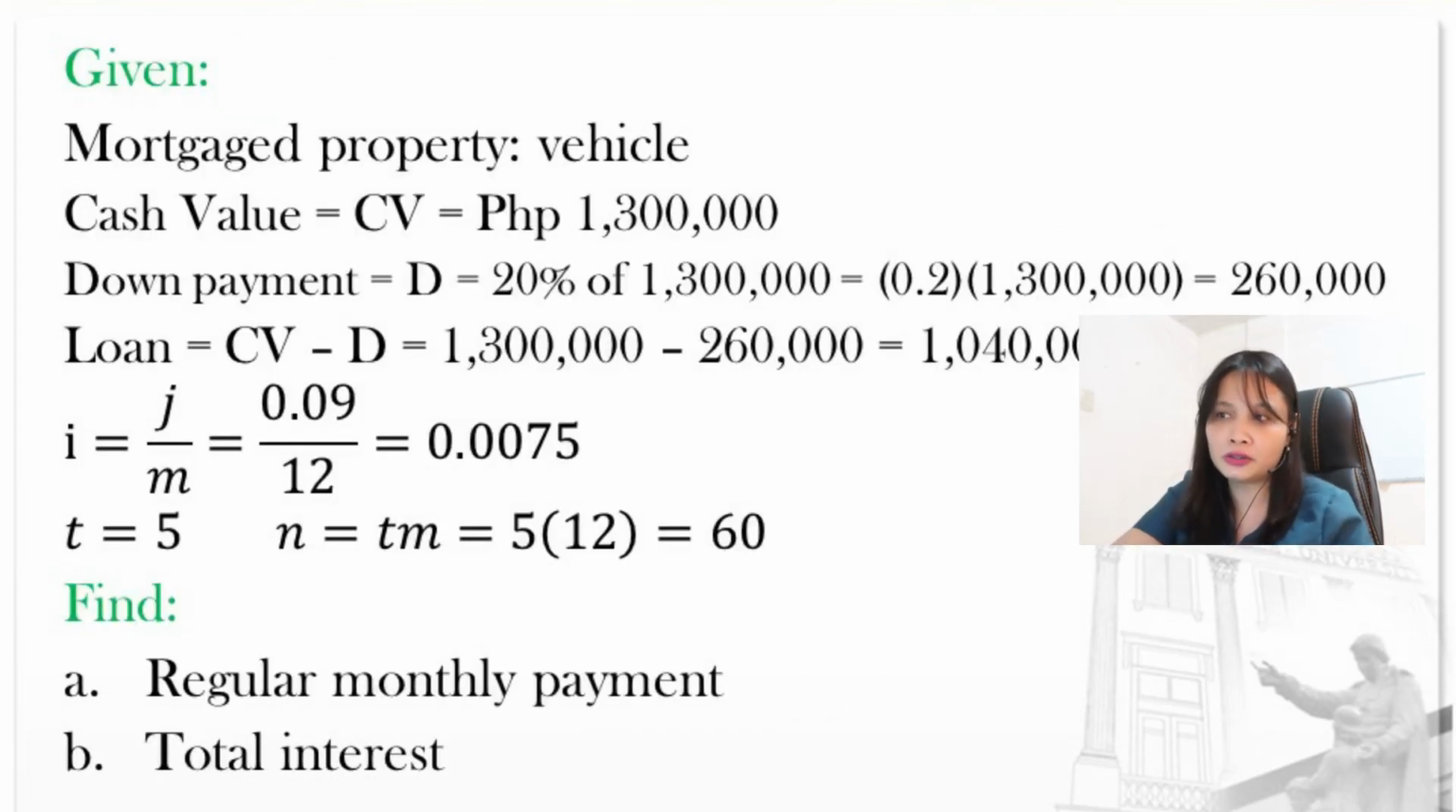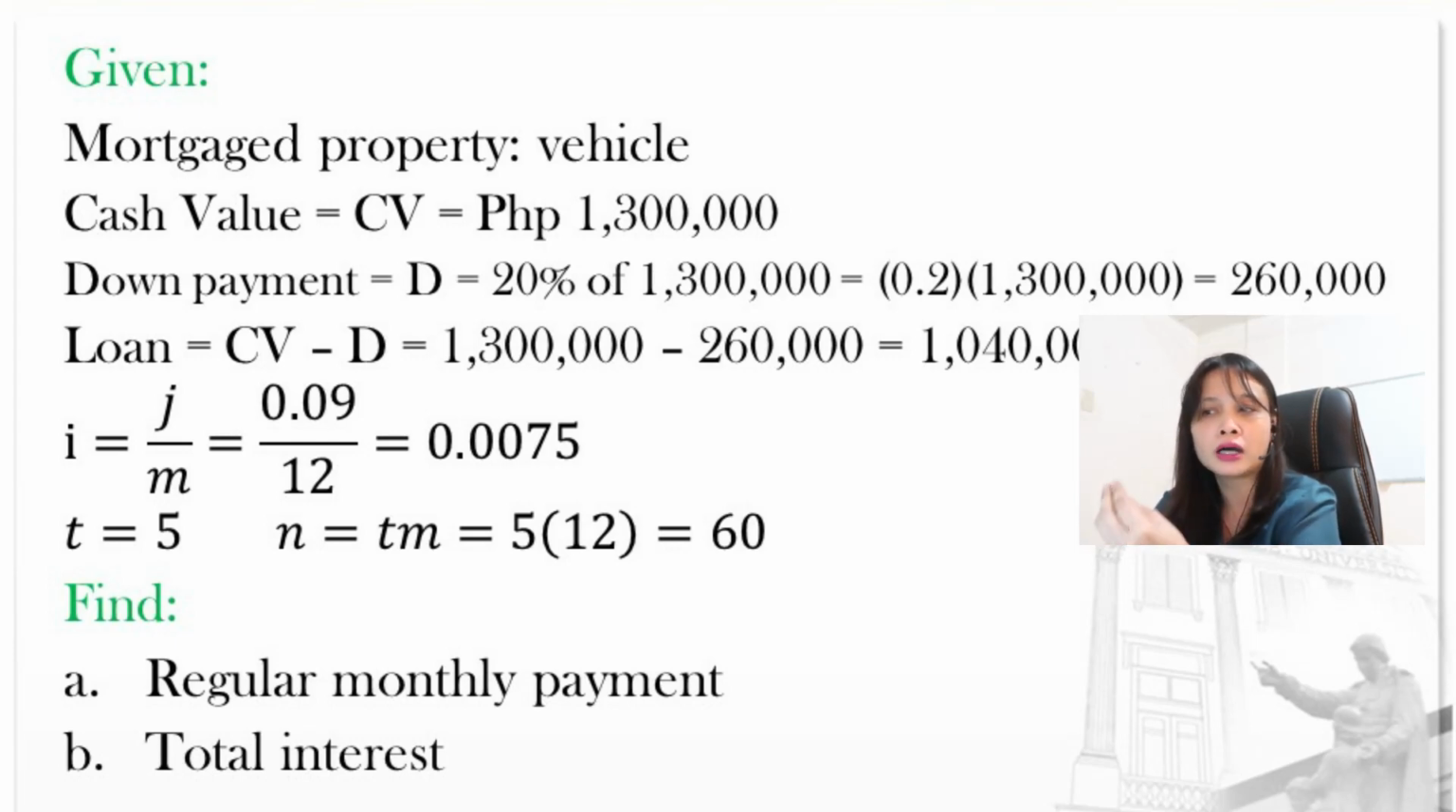Okay, so the cash value is 1,300,000. Down payment: you need to get 20% of 1,300,000, so that would be 260,000. Loan, that would be the cash value minus the down payment, so you have 1,040,000. Periodic rate, that would be 0.09 divided by 12, so you have 0.0075. Time, 5 years. To solve for the number of terms or periods, that would be time multiplied by M, so 5 times 12, so you have 60 periods or 60 terms.